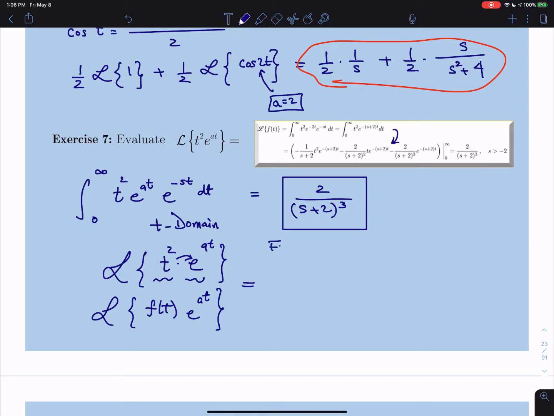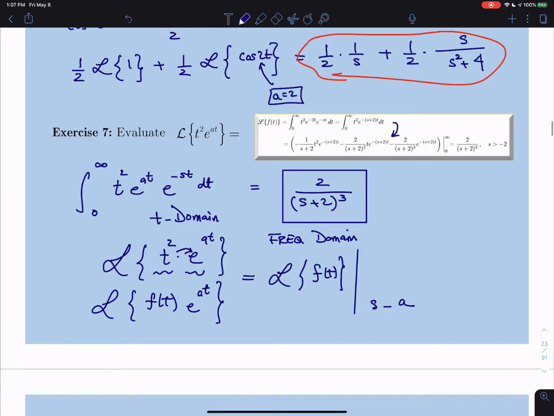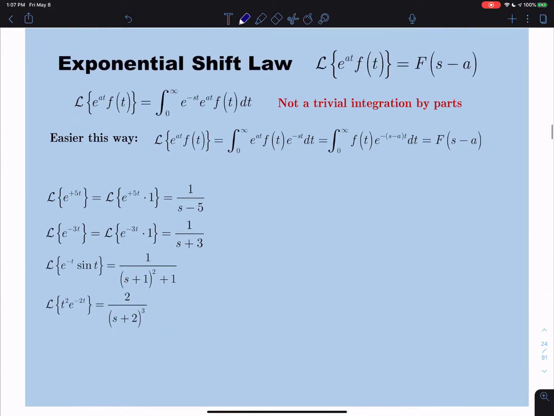then in the frequency domain, you end up with something very interesting. You end up with the Laplace transform of the function itself. You could completely ignore the existence of e to the at. You just find the Laplace transform of that function and then evaluate that function at the end in terms of s, replacing s with s minus a, whatever the variable is at the end. That's called the exponential shift property.